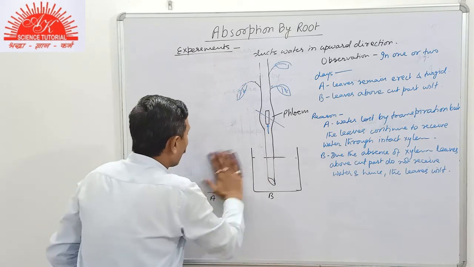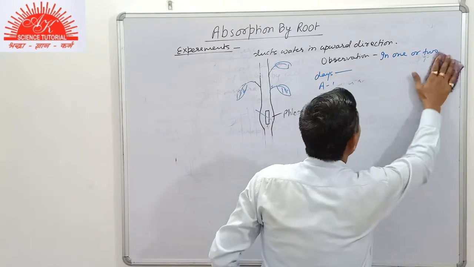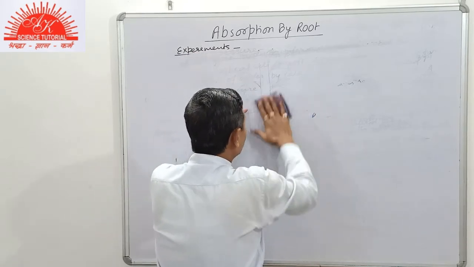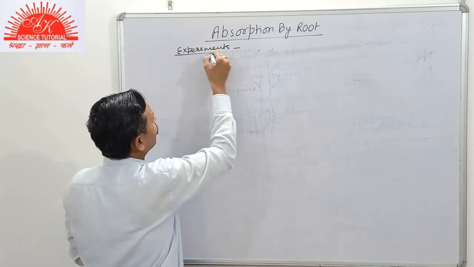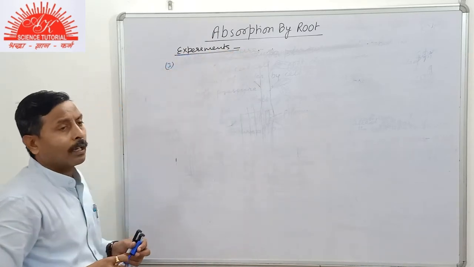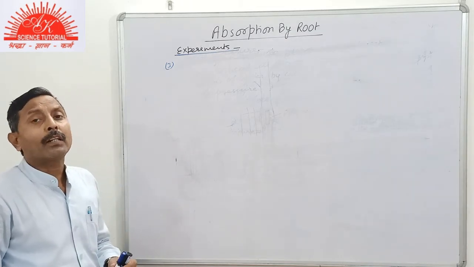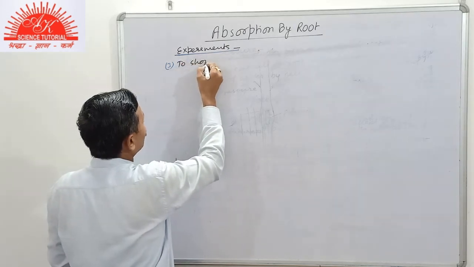Now, one more important experiment is given, which is also termed as the girdling experiment. Although this is similar to that experiment, we can have some more observations related to it. So third part. In this part, we are going to describe that phloem translocates food.